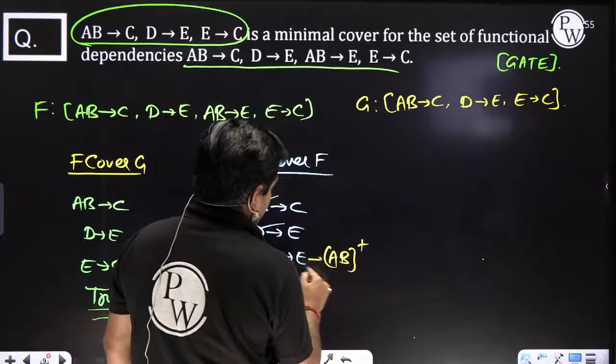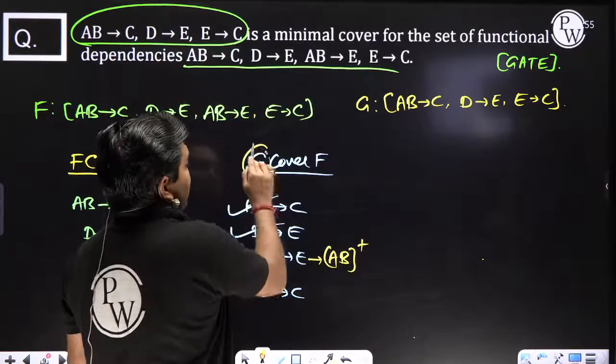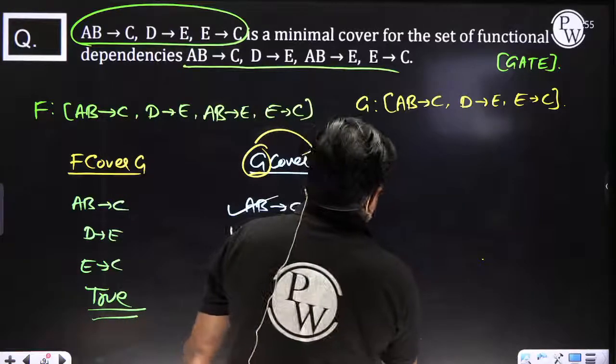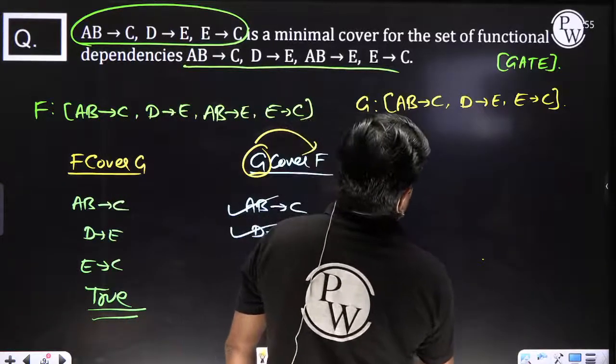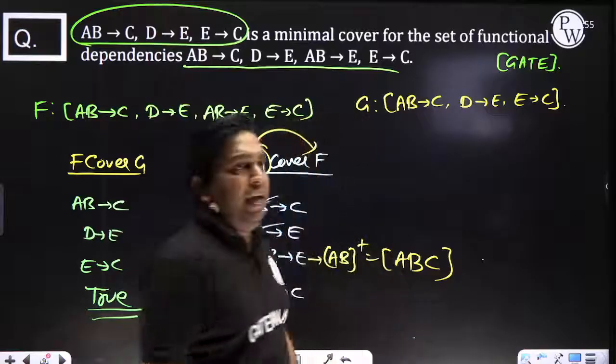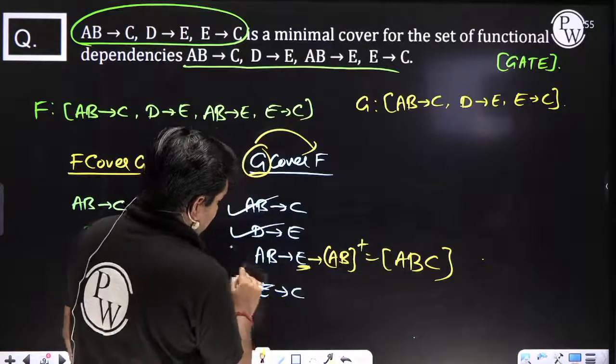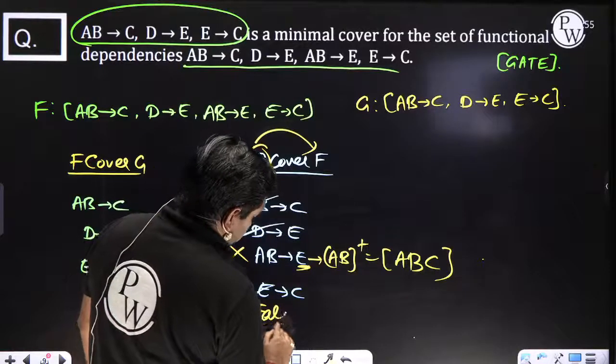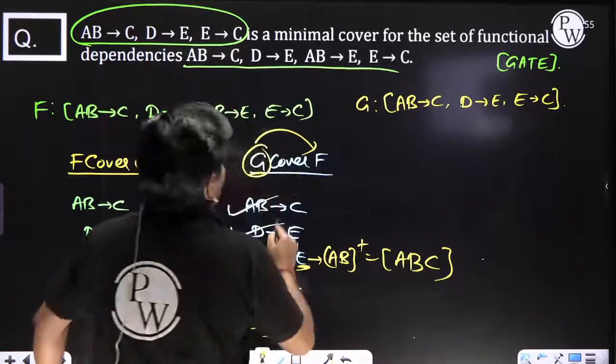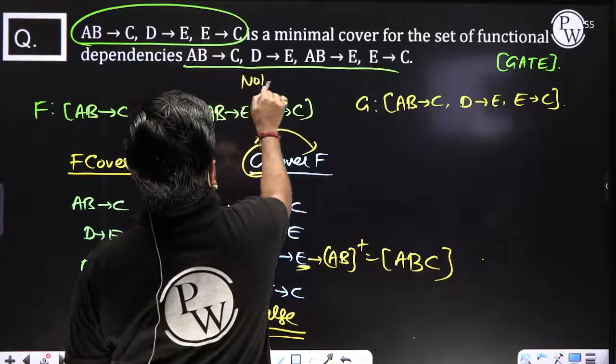For this FD, you have to check in G. So when you take the closure of AB, what happens? A, B, C. You are not getting E, my dear. So false. So what is the correct answer? Not a minimal cover.